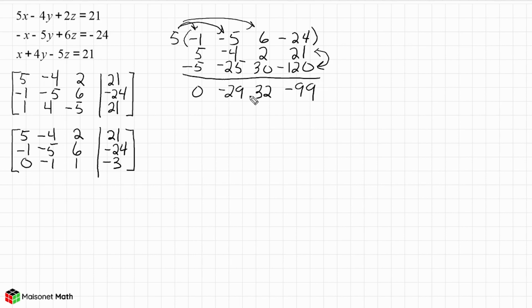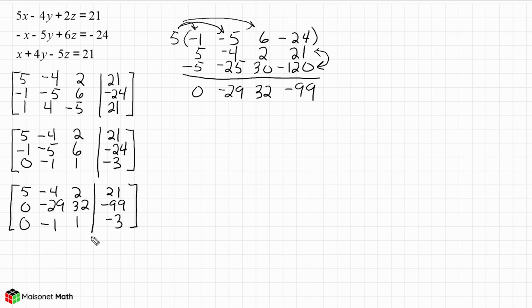So let's go ahead and insert this into our new matrix. So let's create a new matrix here. The first row of numbers stays the same. We have a 5, a -4, a 2, and a 21. And now we have a 0, -29, 32, and a -99 for the second row of numbers. And then we just rewrite our last set of numbers: 0, -1, 1, and -3.